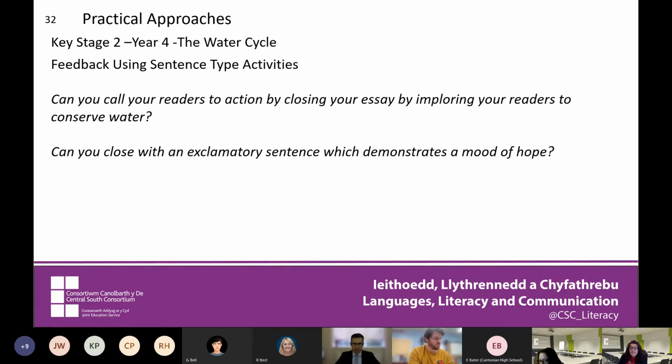You can also differentiate activities by being really specific whilst teaching them some of the functions of sentence types and where they might work well. For example, can you call your readers to action by closing your essay by imploring your readers to conserve water? So they've got to think about what sentence type would be most appropriate. Or you can say, can you close with an exclamatory sentence which demonstrates a mood of hope? So they're gaining an understanding of the function and effect of their writing, and this will help them to make appropriate choices in the future in their independent writing.